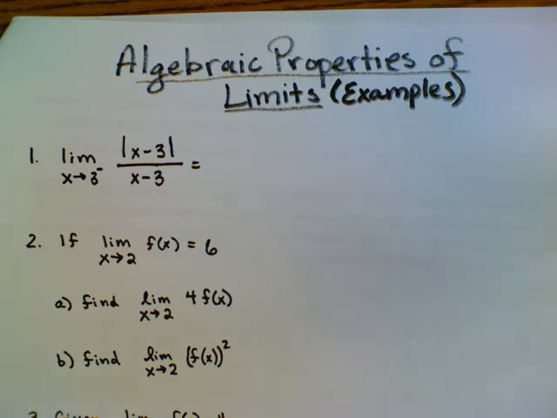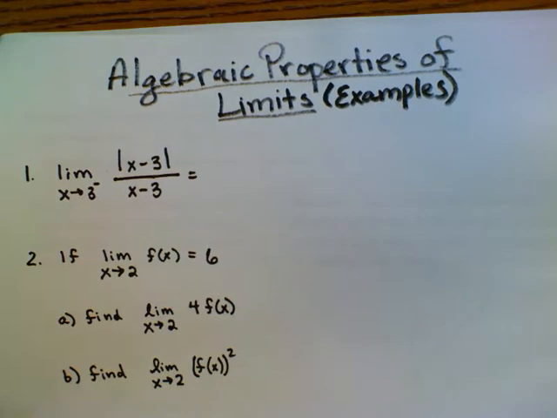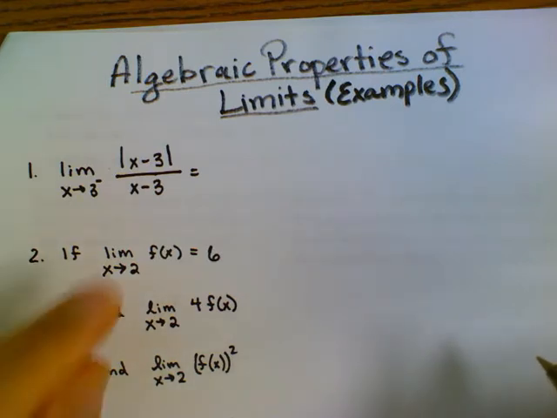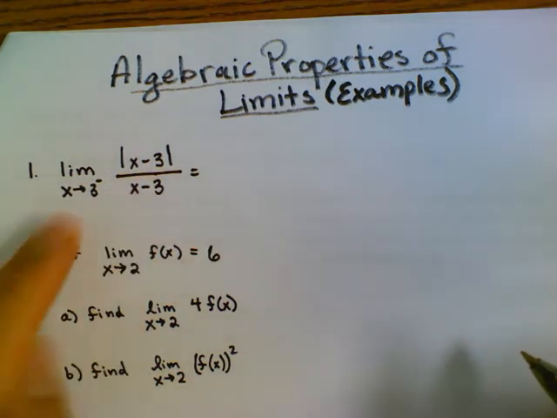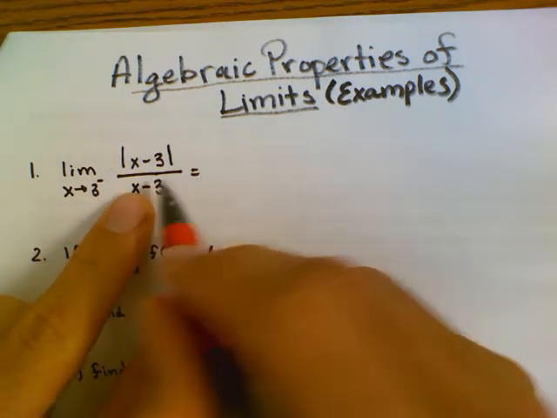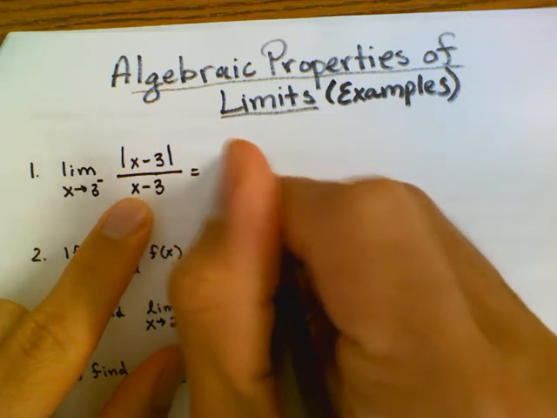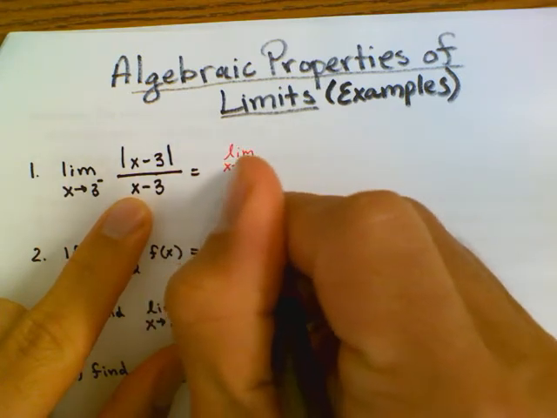So after creating the last video on algebraic properties of limits, I decided that we need a bunch of examples to try and figure out how to use these properties that we have. So let's take a look at the first one. The first one is a quotient, and it's also a one-sided limit. So let's just apply that quotient property that says the limit of a quotient is the quotient of two limits.